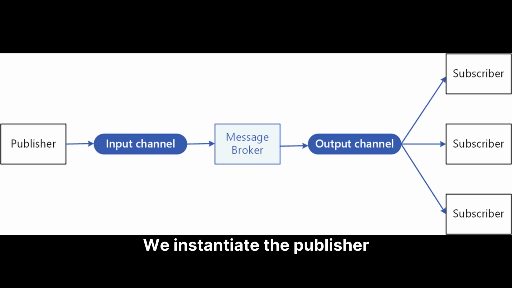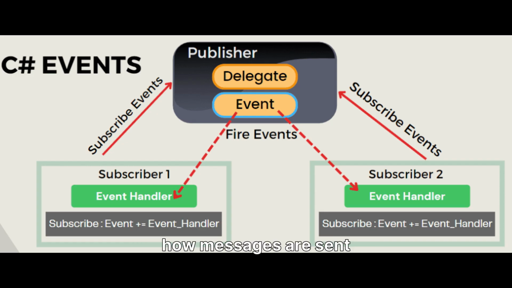We instantiate the publisher and 2 subscribers, then publish a message. This setup illustrates how a single message from the publisher is efficiently delivered to multiple interested subscribers. This simple example illustrates how messages are sent from the publisher and received by all subscribed entities. It highlights the fundamental interaction between publishers and subscribers using C# events and delegates.